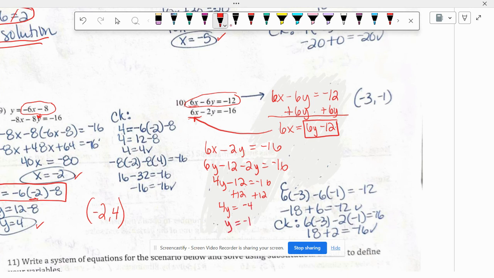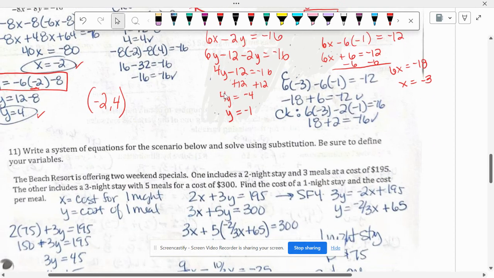Then I took that y equals -1 and I plugged it back into the first equation. 6x minus 6 times y, which is -1, equals -12. 6x plus 6 equals -12. Subtract 6 from both sides. 6x equals -18, which means x equals -3.